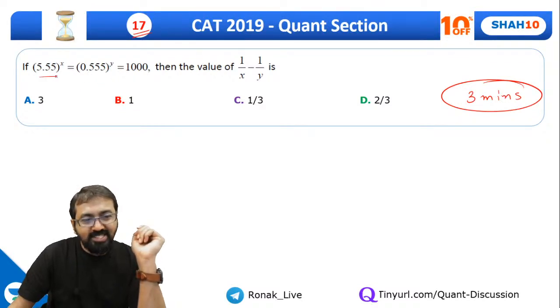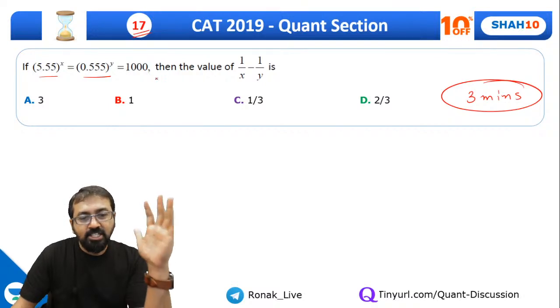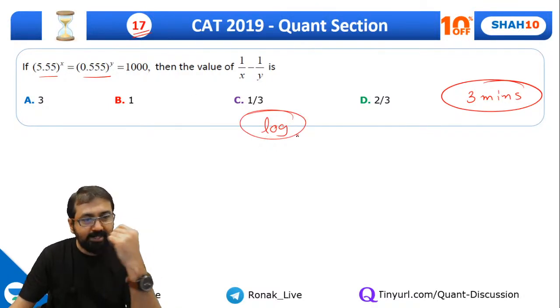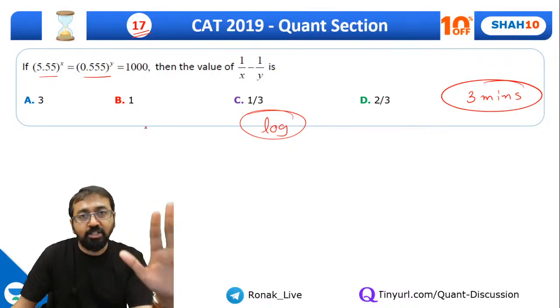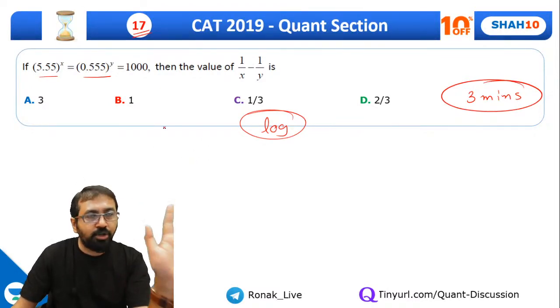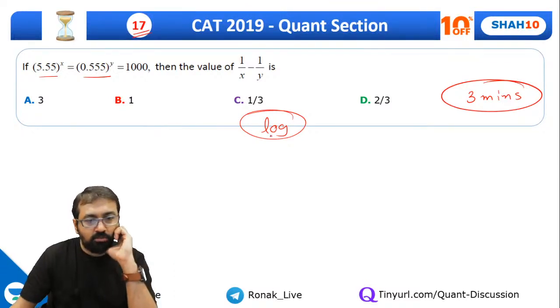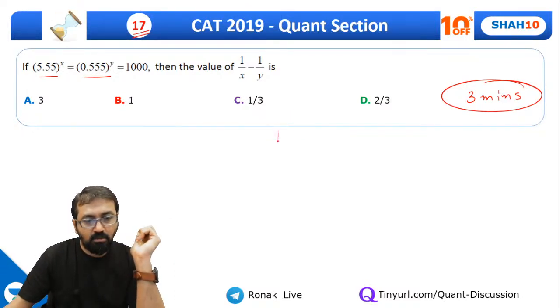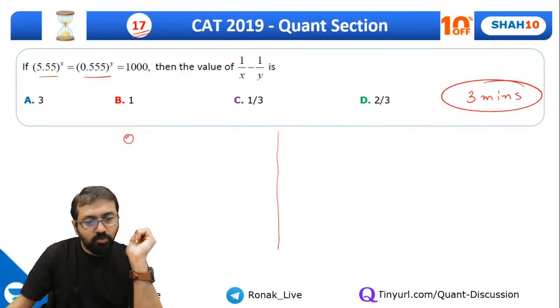Guys, whenever you see some complicated numbers with indices, it always makes sense to take log on both sides, right? So this is a hint in case you haven't got the hint up till now, because otherwise you would not have solved the question. So you will have to take log on both sides. So this one is 0. This is 5.55.